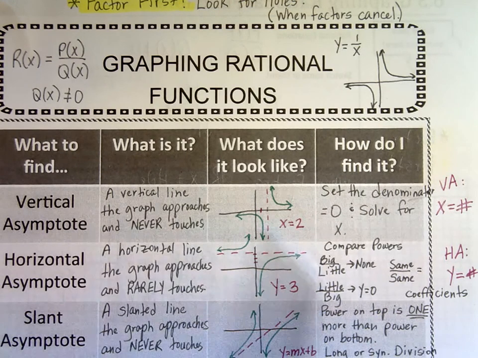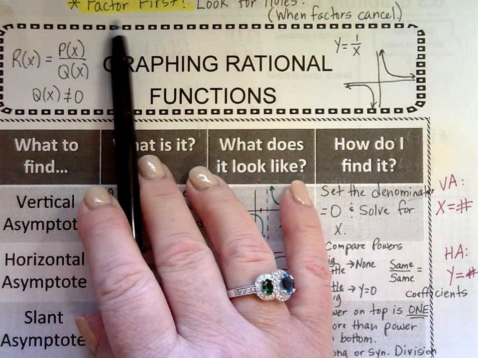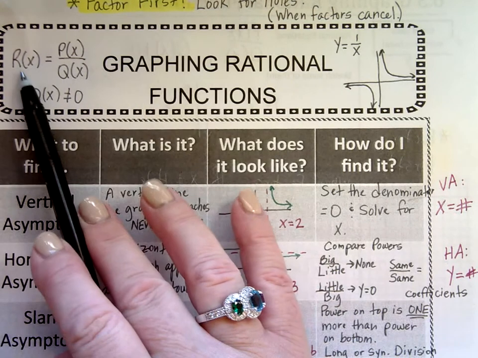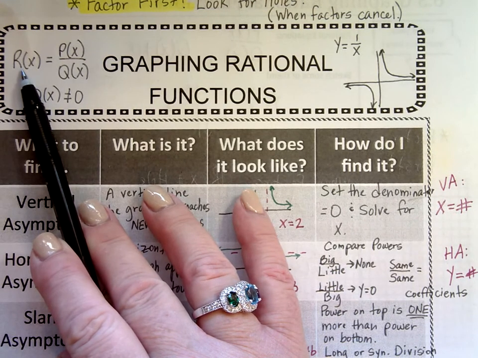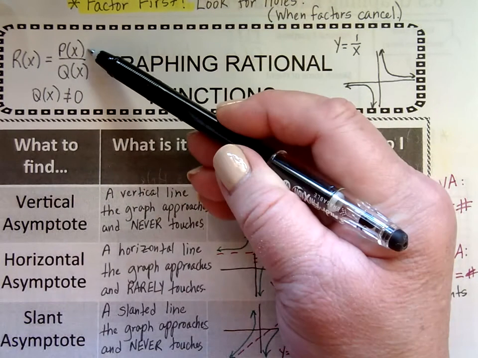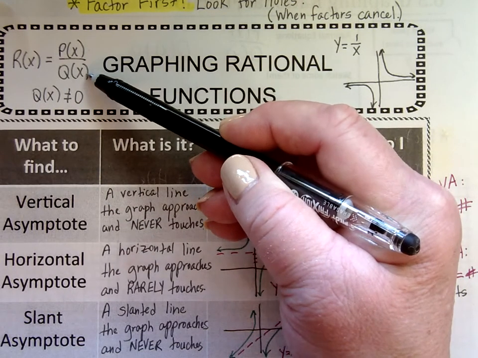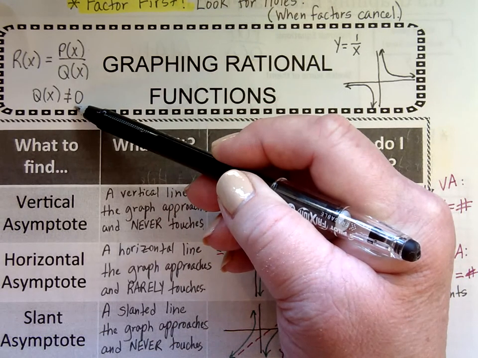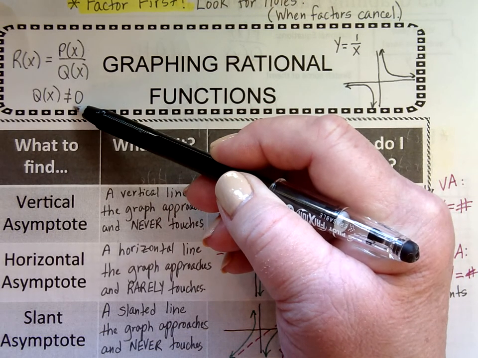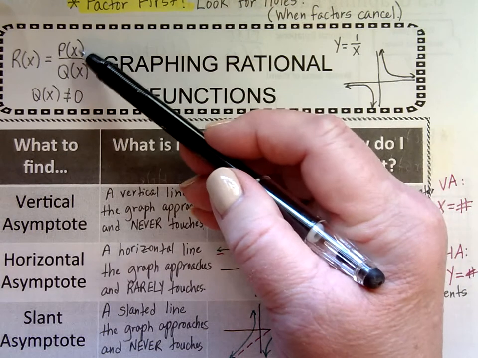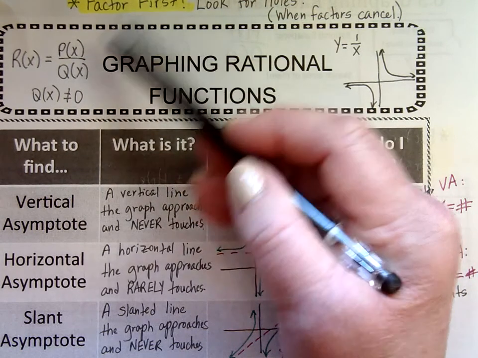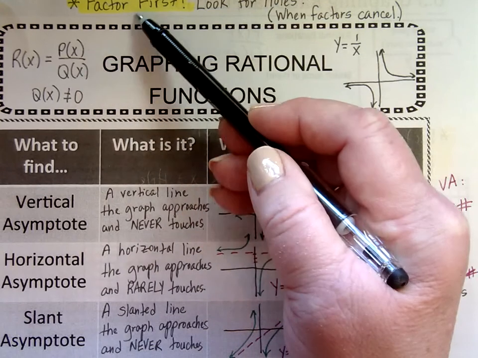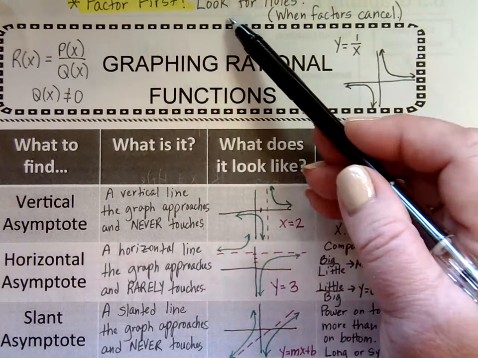So one of the first things I talked about was that you've got to factor first. What is a rational function? Well, a rational function, they call it r of x, is some polynomial in the numerator and some polynomial in the denominator. But remember, denominators can't equal 0 because that would be an undefined fraction. So you're going to take whatever's in the numerator and factor it. You're going to take whatever's in the denominator and factor it. And what you're looking for are holes.